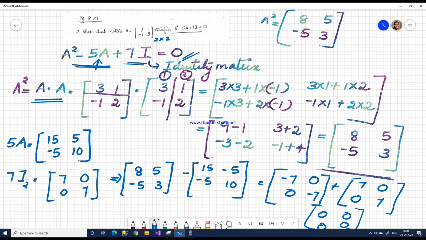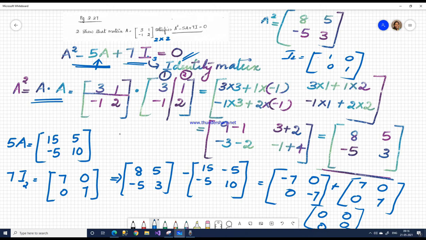If it is a 3 by 3 matrix, the identity will be of order 3. If it is a 4 by 4 matrix, then it will be order 4. So, since this is a 2 by 2 matrix, we use the identity matrix of order 2, and we multiply the 1s with the 7. The identity matrix of order 2 is 1, 0, 0, 1, so when multiplying with 7, it will be 7, 0, 0, 7.